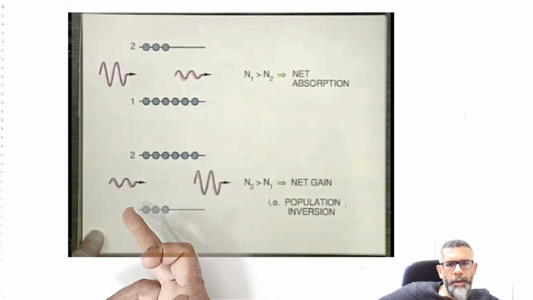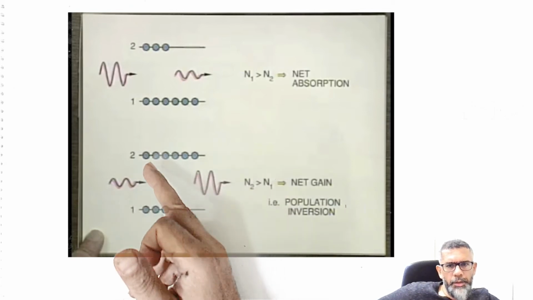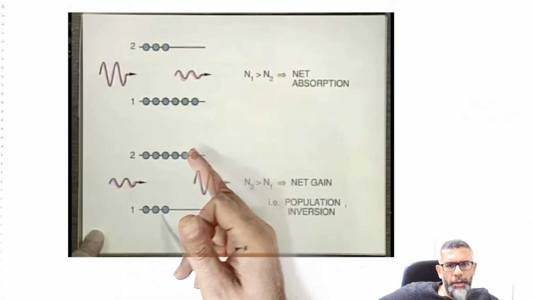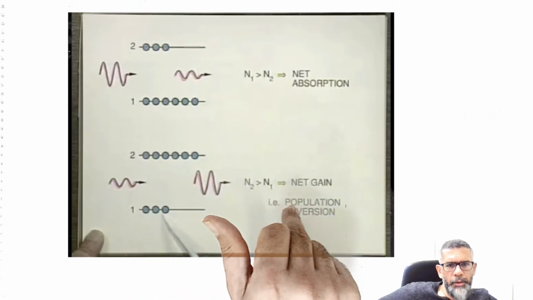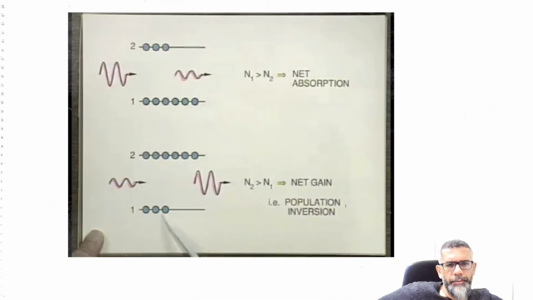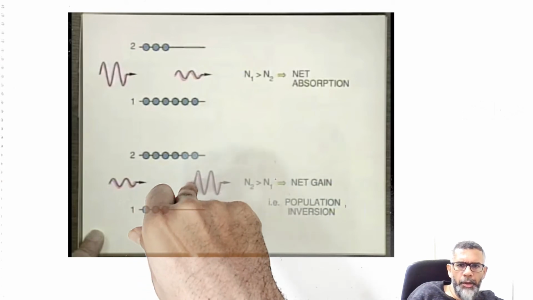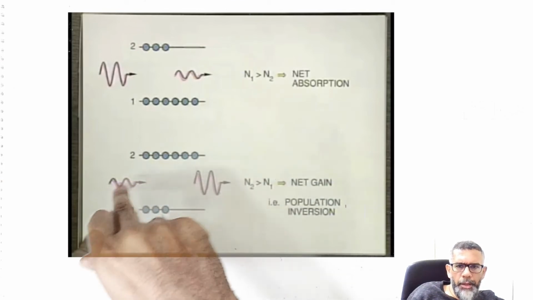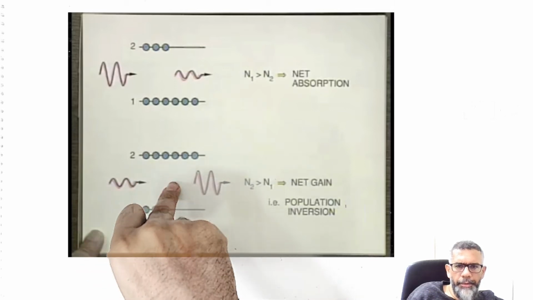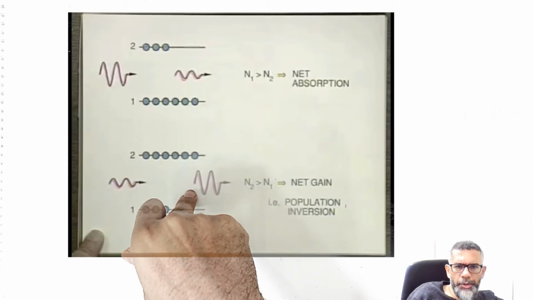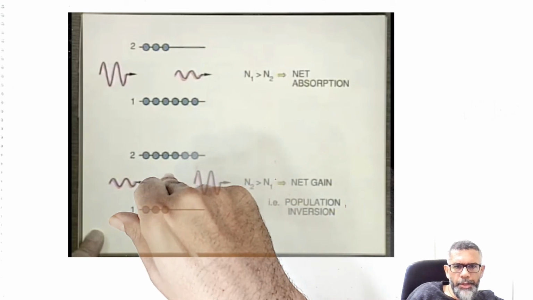Population means some number at some state. This is the population of the ground state. This is the population of the excited state. When the population of the excited state is larger than the population of the ground state, we call this situation population inversion. So the process over here is net gain, there is amplification, and the output light has the same direction and the same phase as the incoming light. This is stimulated emission, and there is no such case in here. So this is the process that produces the laser.